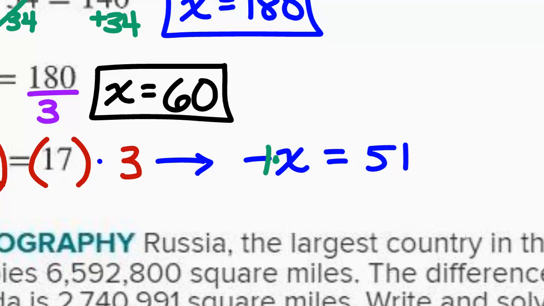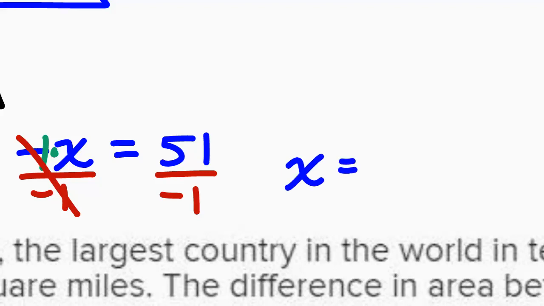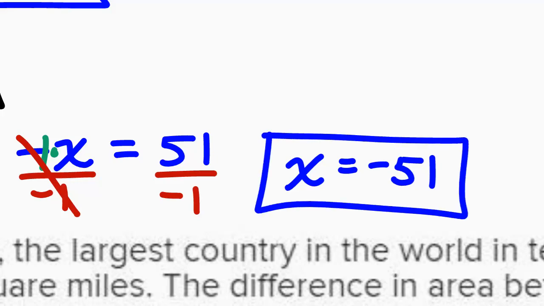Positive. How do I make it become positive? What divided by what would give me a positive, or what times what would give me a positive? Negative times a negative, or negative divided by a negative would give me a positive. So I can divide both sides by negative 1, or I can multiply both sides by negative 1. Either way, I'm going to make that negative cancel out over here on the left. What's 51 divided by negative 1? Negative 51. There's my final answer for number 4.